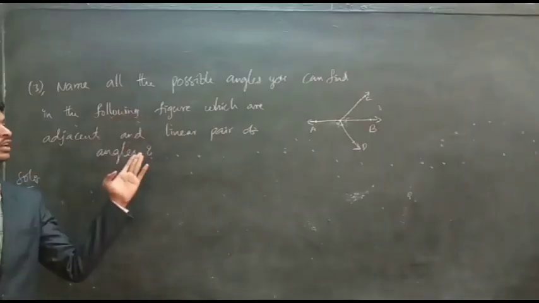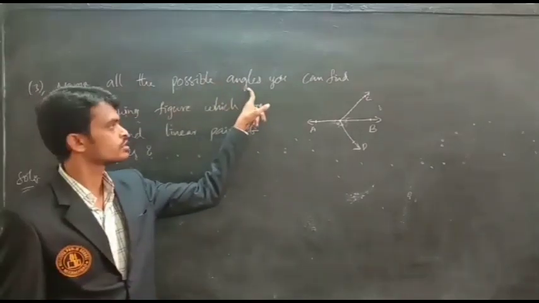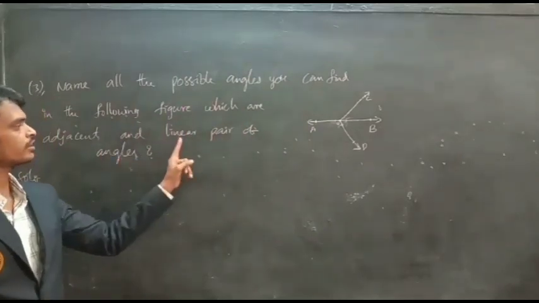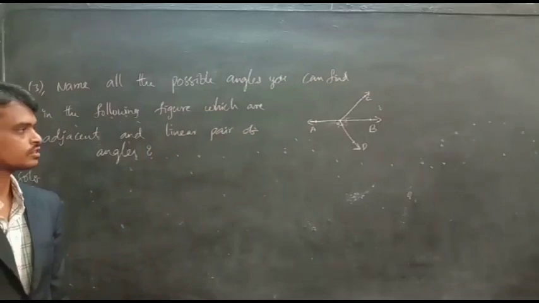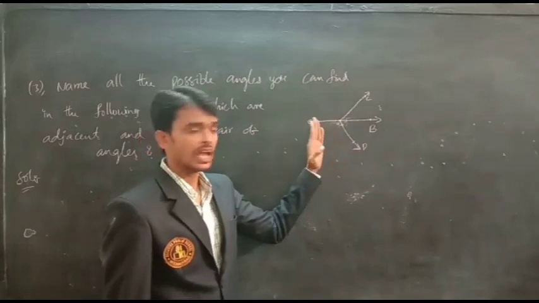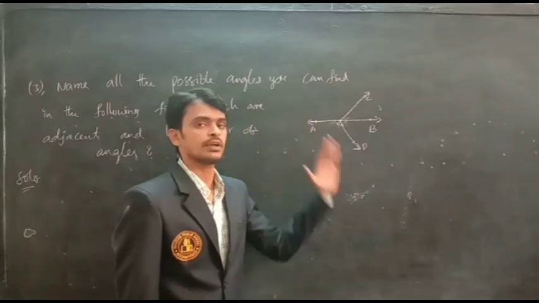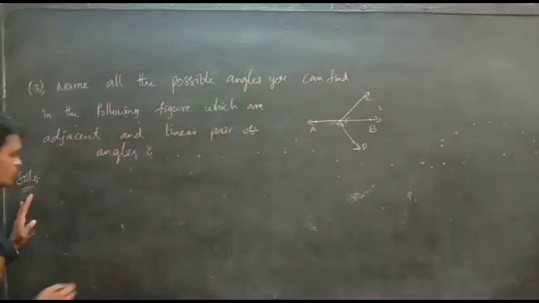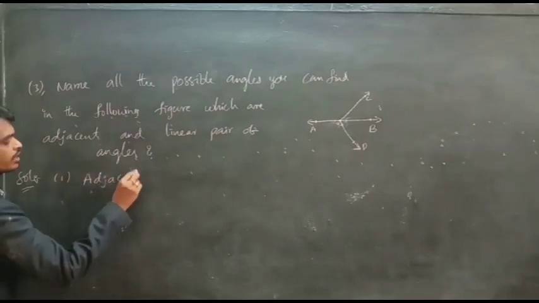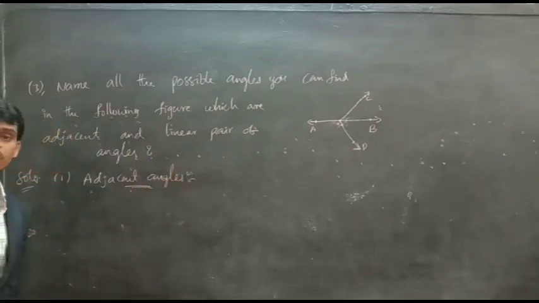This type of problem will come for 8 marks. Name all the possible angles you can find in the following figure which are adjacent and linear pair of angles. Here they have given a diagram. In this figure we have to identify which are the adjacent angles and which are the linear pairs of angles. So solution, first one is adjacent angles. We have to identify the pairs of adjacent angles.